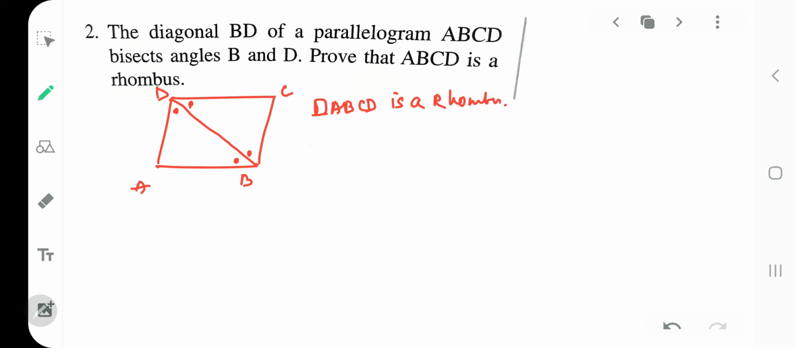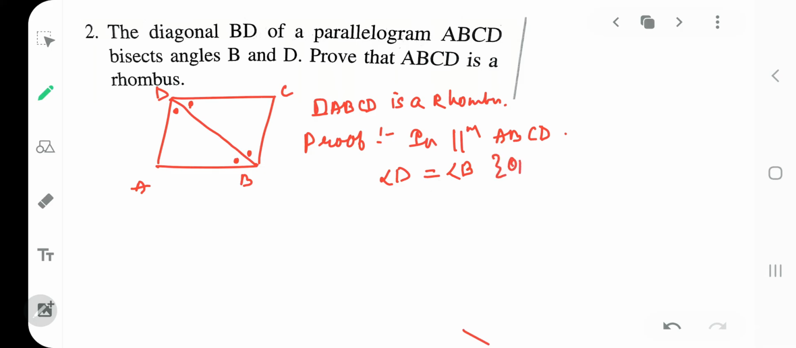Okay, shall we start? So proof: in parallelogram ABCD, you know very well that opposite angles are equal. So can I write angle D is equal to angle B? Because opposite angles of a parallelogram are equal. If the whole angles are equal, can I say half of angle D is equal to half of angle B?